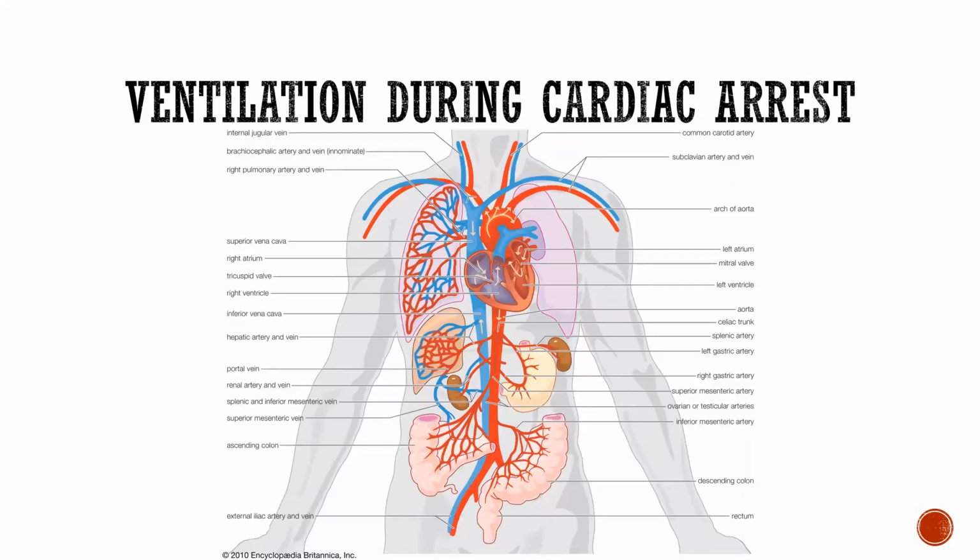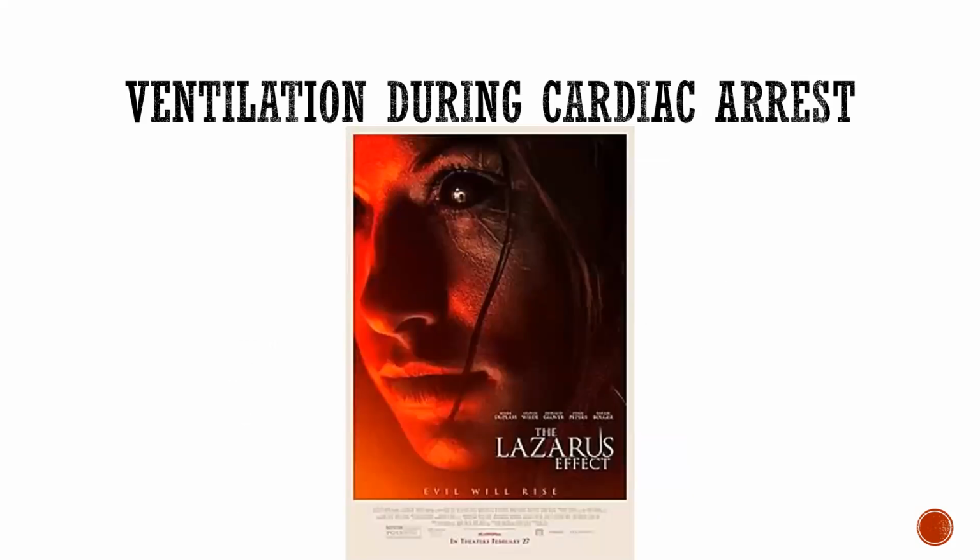So what happens when you increase intrathoracic pressure? Well, you end up compressing the vena cava that supplies blood back to the heart. Certainly that's the last thing you would want to do when you have someone in cardiac arrest in a low flow state to begin with, is prevent even more blood from coming back to their heart. So certainly avoiding hyperventilation is key. And the last thing you want to have happen is the Lazarus effect.